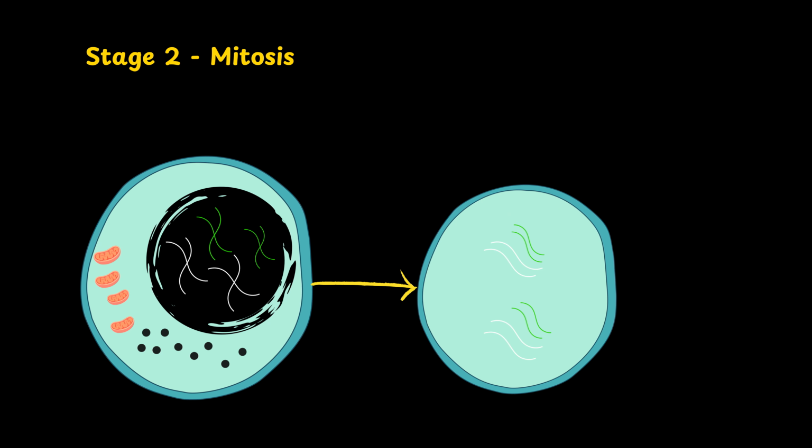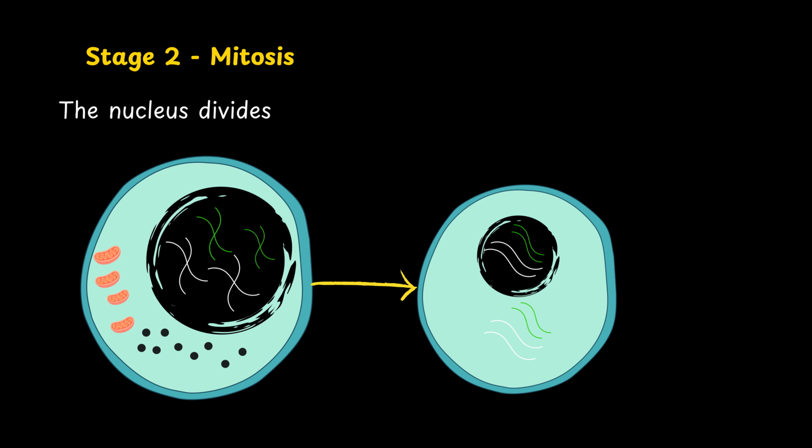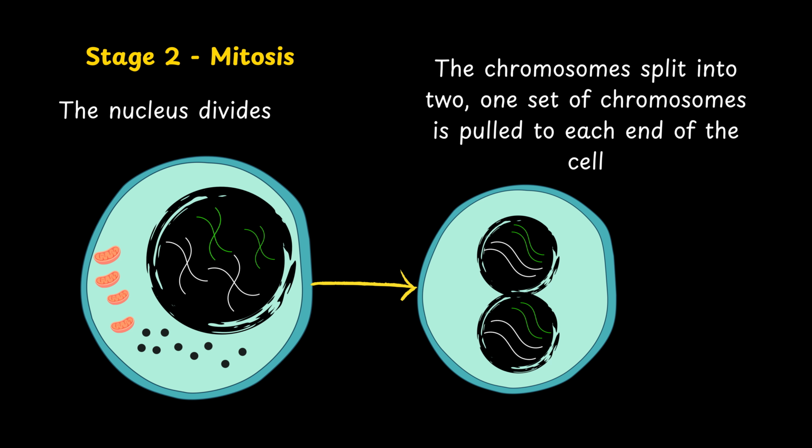Stage 2 is called mitosis. In mitosis, the nucleus divides and the chromosomes split into 2, and 1 set of chromosomes is pulled to each end of the cell. And you can see that in the diagram below.